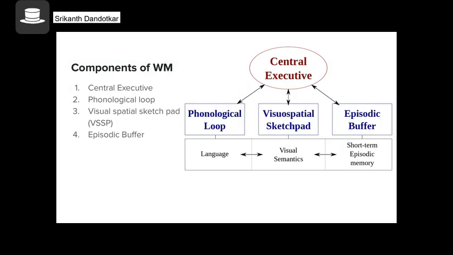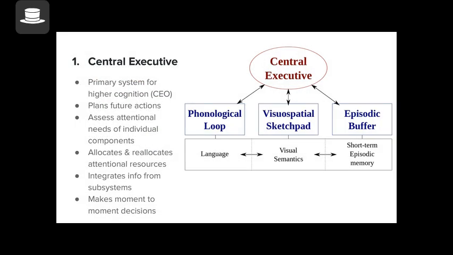Okay, what are the components? As we said earlier, the main component, the boss, is the central executive, CE. The other components are the phonological loop, VSSP, and episodic buffer. First, we'll talk about the central executive. Central executive is the primary system, the main system. It is the system that actually makes you conscious.